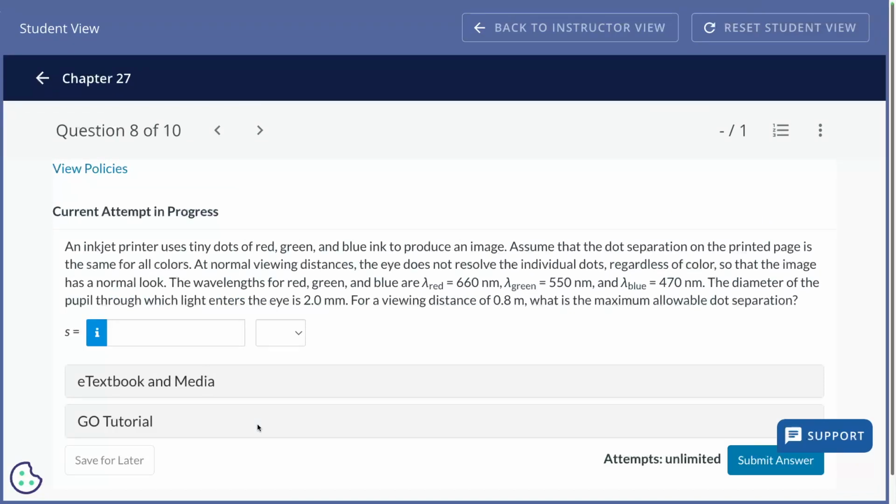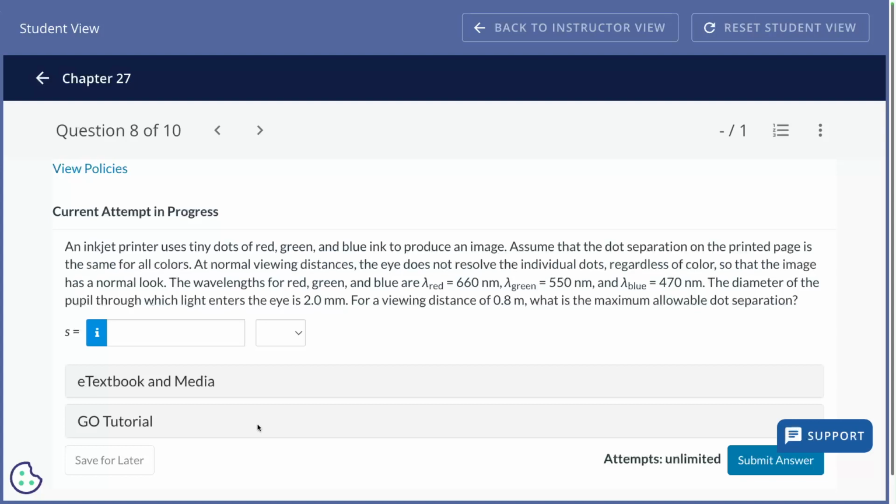Inkjet printer. Oh. Dot separation immediately puts me into a mode of resolution. How far apart two dots might be on the page. Normal viewing distances, the image has a normal look. The wavelengths, red, green, and blue are given. The diameter of the pupil is 2 millimeters. For a viewing distance of 0.8 meters, what is the maximum allowable dot separation?